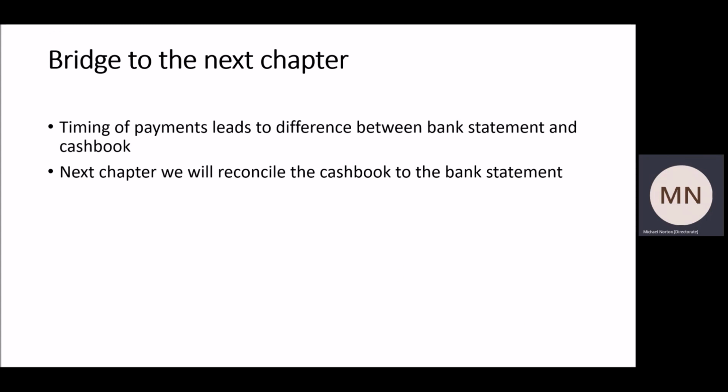So that is our payment methods chapter. In terms of our bridge to the next chapter, you can see that times of payments lead to differences between the bank statement and the cash book. And so in the next chapter, we're going to reconcile that cash book to the bank statement, accounting for those timing differences. Thanks for listening. I'll see you in the next one.